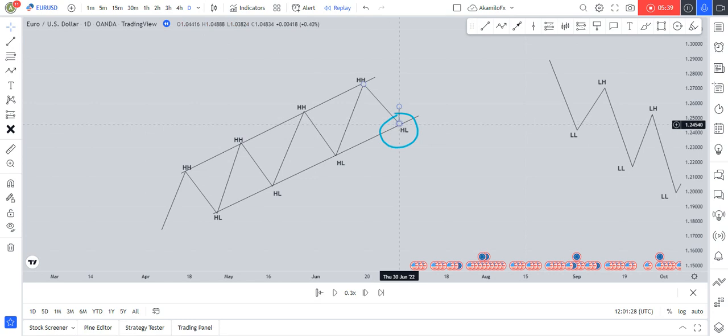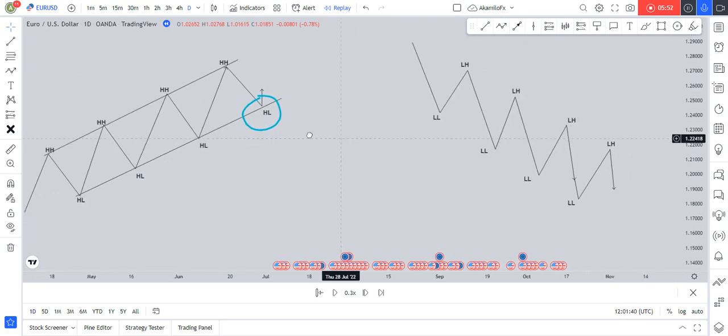If it's in an uptrend, wait for price to bounce and come test the support trend line. If price tests the support trend line, then you take your position to the upside. Okay, let's move into the downtrend market structure as well.